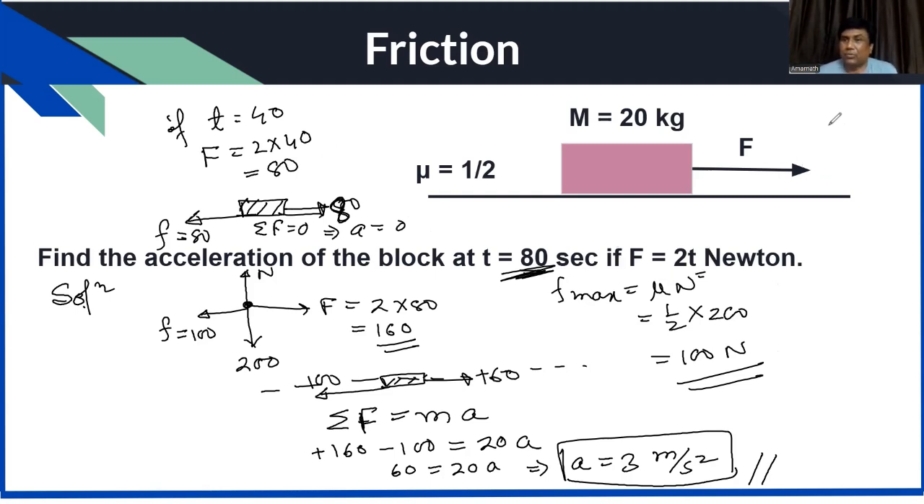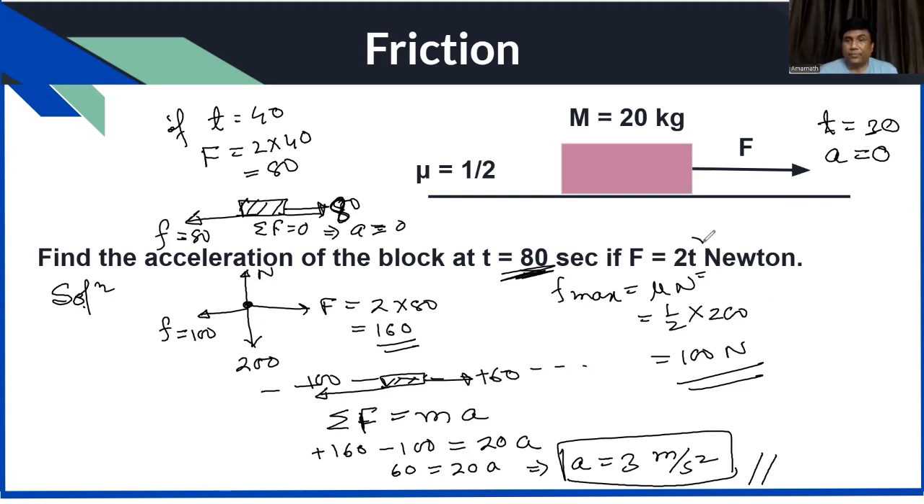So acceleration will be 0 if t is 40. Can you answer at t equal to 30? What will be the answer? At t equal to 30, what is the acceleration? Zero. Can you answer at t equal to 30, what will be the acceleration? Check at 30, what will be the net force, what will be the applied force? Check it. The acceleration will be 0. At t equal to 30 also acceleration will be 0. Very good.